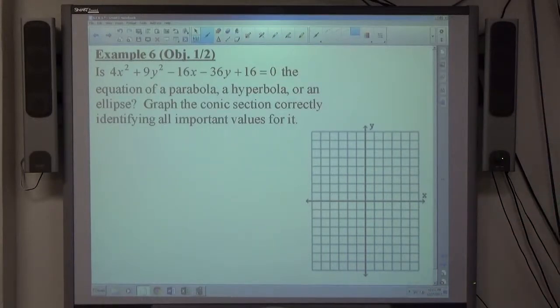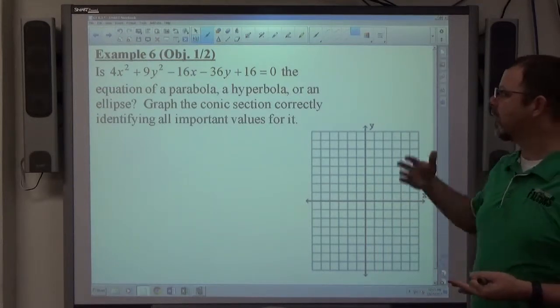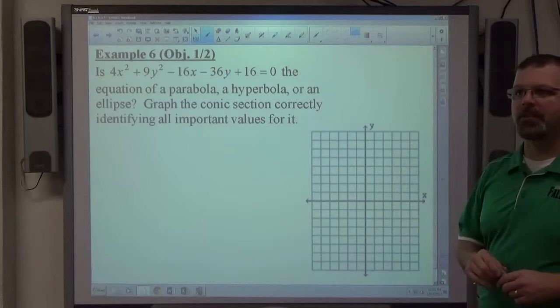Examples 6, 7, and 8 are all going to be the same type of problem. They're going to give us some conic section equation. They're going to ask us to identify it as a parabola, hyperbola, or an ellipse. We're going to graph it using all the important stuff for that type of graph.